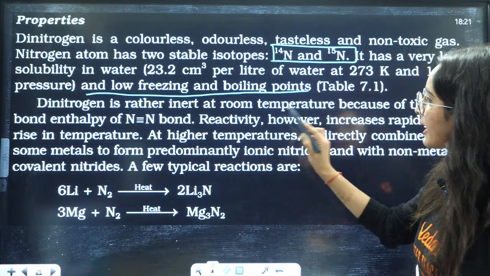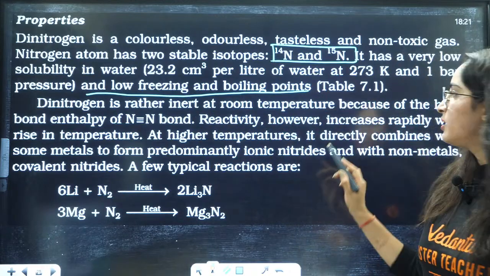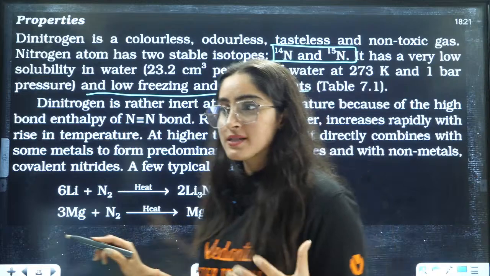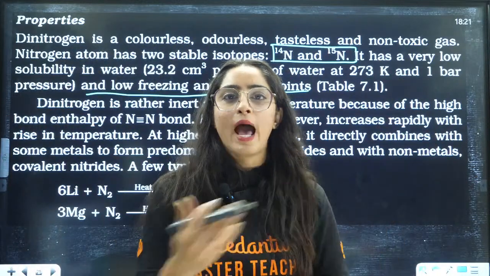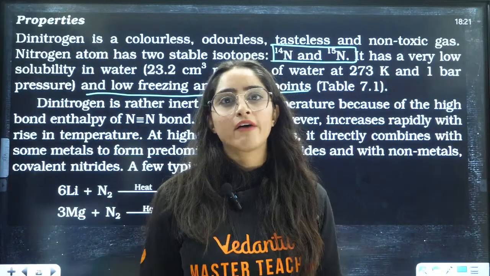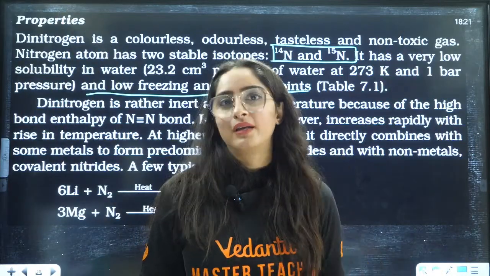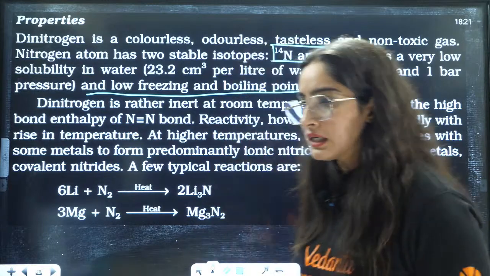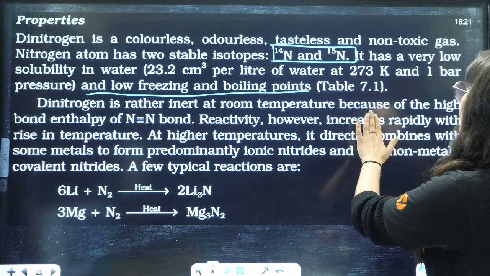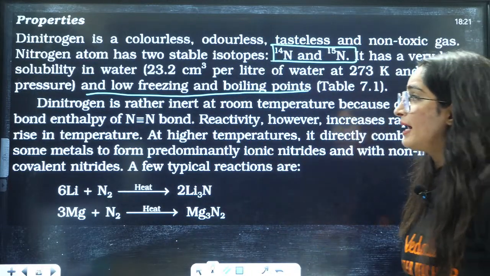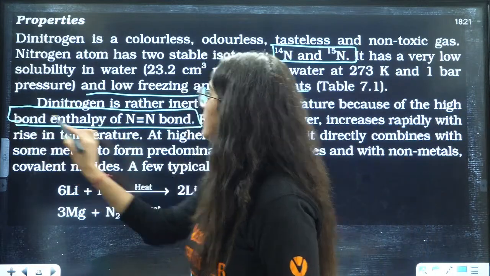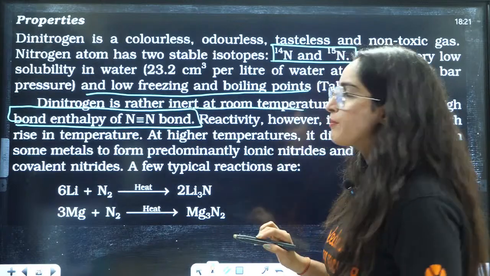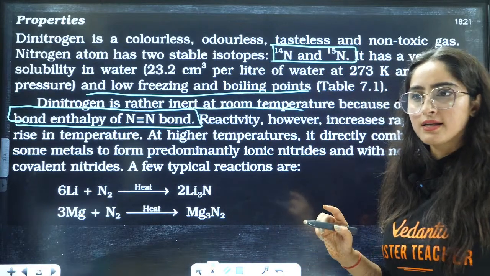Dinitrogen is rather inert at room temperature, right? Why is it inert at room temperature? That is the reason all reactions are not happening in our universe. In this air I also have nitrogen, but it's not affecting me, right? Why? Because it is inert at room temperature, because of its high bond enthalpy, this is important, right? It is inert and it has high bond enthalpy. That is the reason, right?